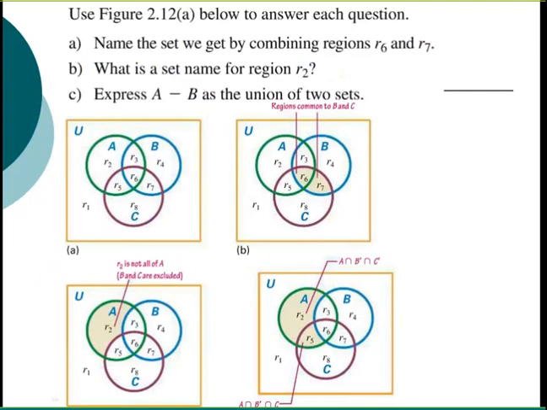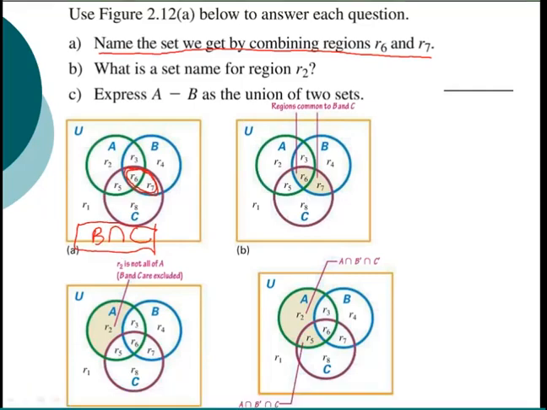So for example, up here, we're using this diagram. It's shaded in different locations, so we're going to use it here. For A, it says, name the set we get by combining regions 6 and 7. If I have regions 6 and 7, what would I talk about being the union or intersection of certain sets? I would call this the intersection of set B and C, probably your shortest and most direct way to get that.